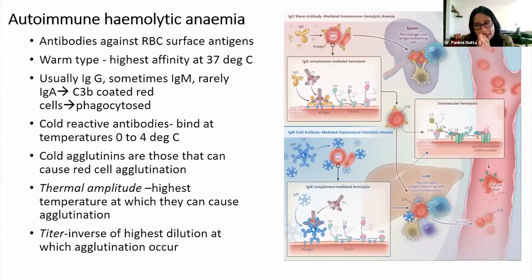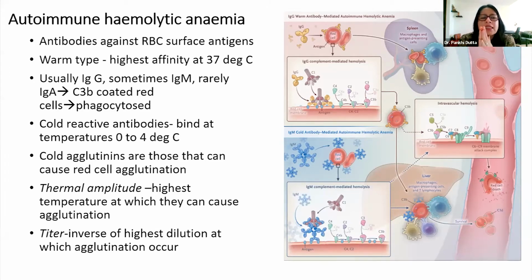So autoimmune hemolytic anemia, as exemplified by the case that I discussed, is caused by antibodies against RBC surface antigens. And very simply speaking, there are two types, warm type and cold type. What do we mean by warm? RBCs are not warm, or the antibodies are not warm. What it means is that the antibodies bind against the RBC surface antigens with highest affinity or strongest at 37 degrees centigrade. Usually warm type of antibodies are IgG, sometimes IgM, and very rarely even IgA.